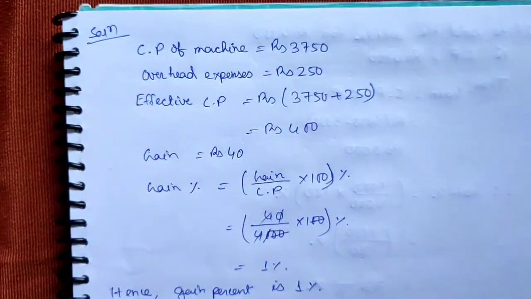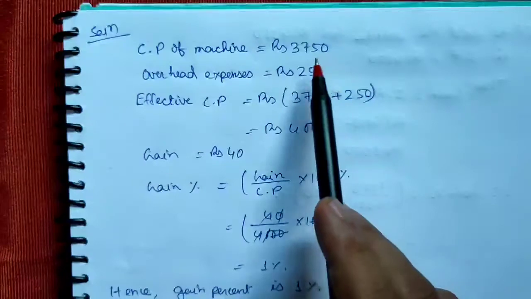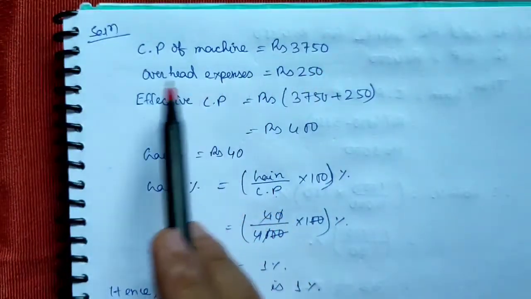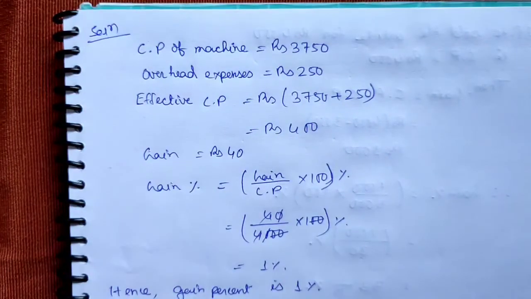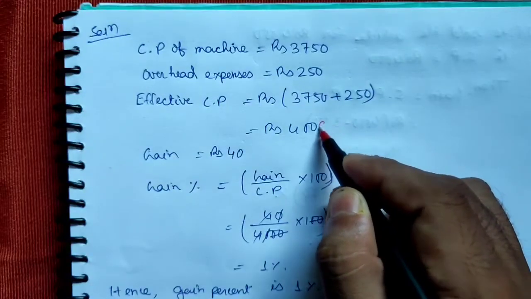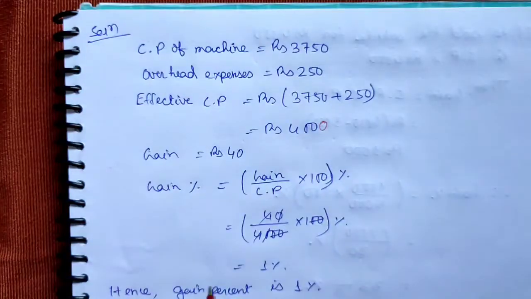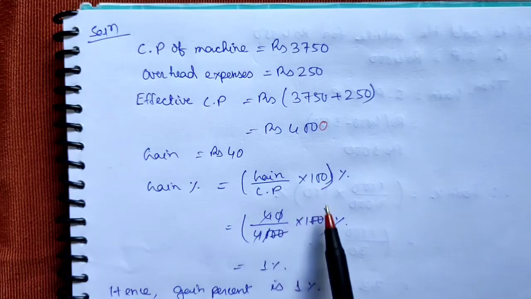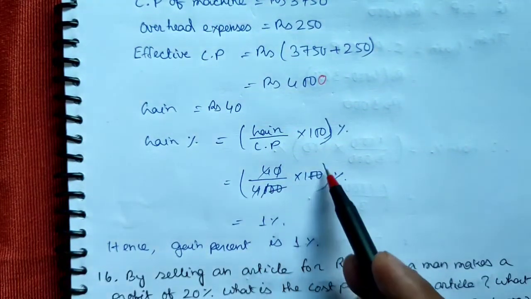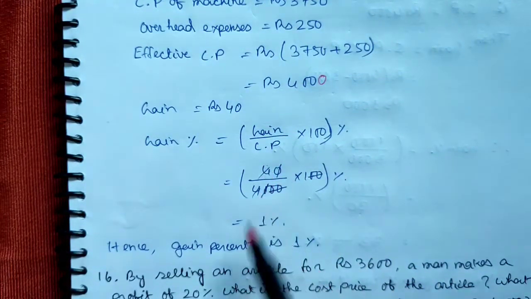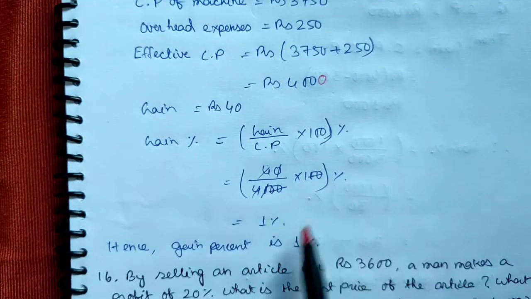So we have written CP of the machine 3750, then overhead expenses, this transportation charge, then effective CP is this amount, isn't it? So this will be 4000. Now gain is what? 40 rupees, isn't it? So gain percent is gain by CP into 100. So gain is 40 by 4000 into 100, isn't it? So after cancelling these two zeros, then this 0, then 4 divided by 4 is what? 1 into percent, 1%. So hence gain percent is 1%.